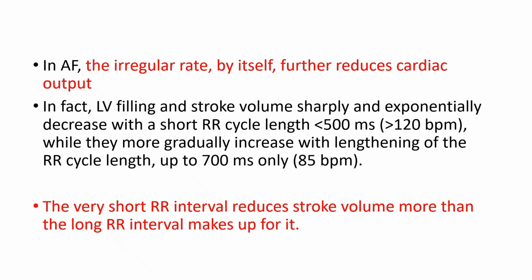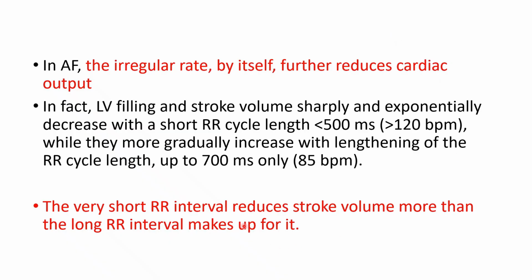Beyond the effect of loss of atrial contraction, in AFib, the irregular rate by itself further reduces cardiac output. In fact, LV filling and stroke volume sharply and exponentially decline with a short RR cycle length less than 500 milliseconds, which corresponds to a rate over 120 beats per minute, while they more gradually increase with lengthening of the RR cycle length up to 700 milliseconds, which corresponds to 85 beats per minute.